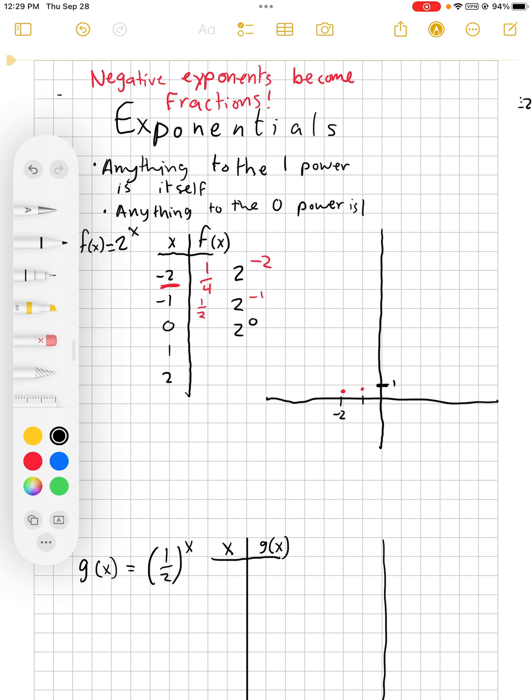Anything to the 0 power is going to be 1. So our y-intercept, or where it crosses our y-axis, is going to be 1. 2 to the first is simply 2. Oops, sorry. We're going to go up to 2. And 2 to the second power is going to be 4.